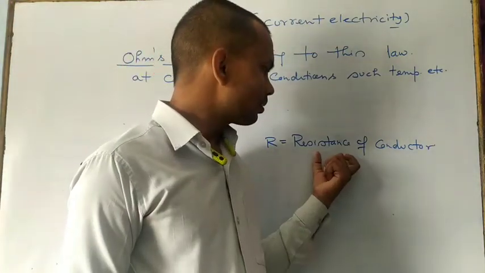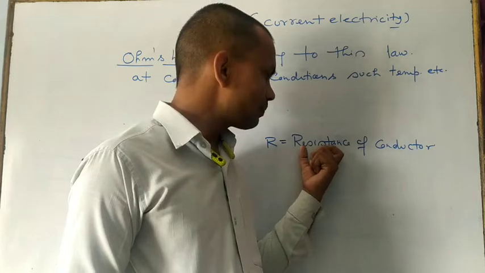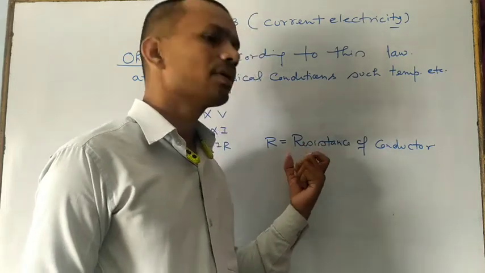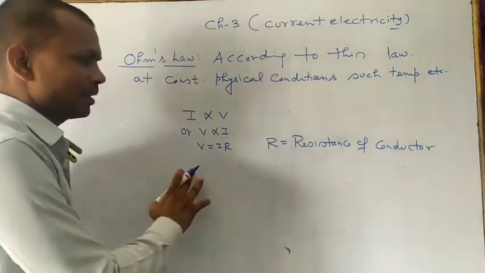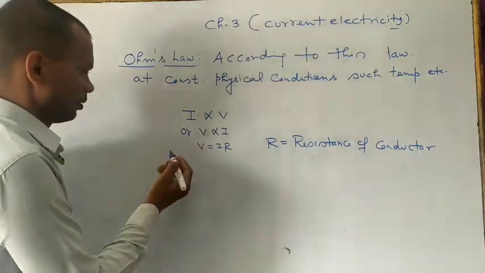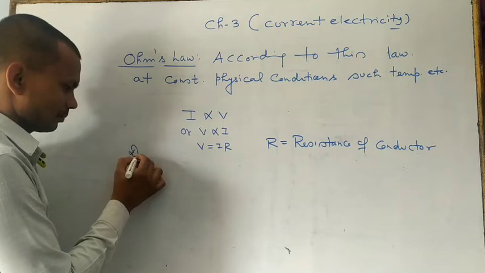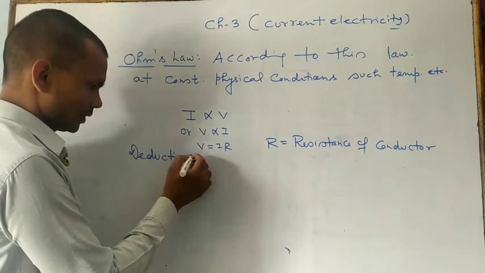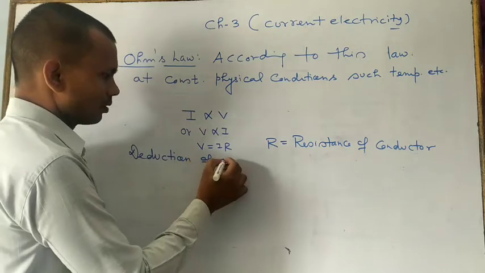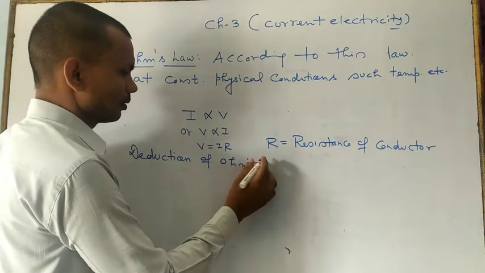So before discussing the resistance of a conductor, we are going to deduce Ohm's law. After this, you have to see the deduction of Ohm's law.